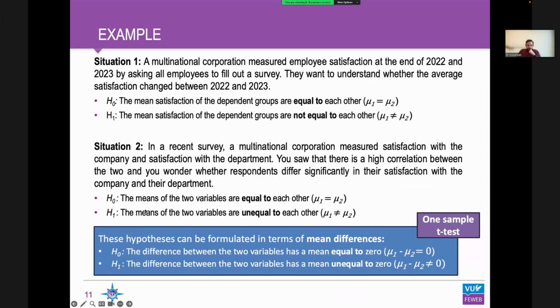So please observe that you can actually convert these hypotheses into different statements. The means of the two variables being equal to each other means that the difference between the two variables has a mean equal to 0: mu1 minus mu2 equal to 0. If you just take mu2 to the left-hand side, it will be mu1 minus mu2 equal to 0. And if you do the same thing for H1, you can also state this as the difference between the two variables having a mean unequal to 0.